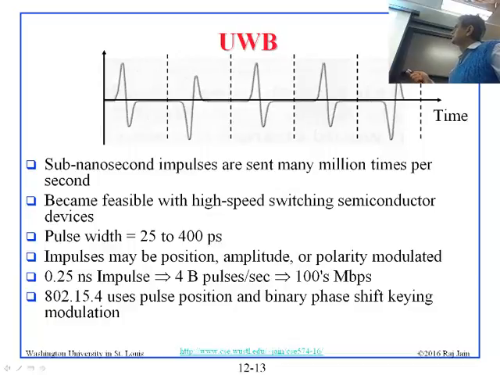And the polarity modulation is like shown here. This is positive and this is negative. By the way, that polarity is also phase. 180 degrees becomes that, right? So polarity modulated. Now, if you have a 0.25 nanosecond, which is like a 250 picosecond impulse, you can generate 400 billion pulses per second, and that can be several hundred megabits per second.